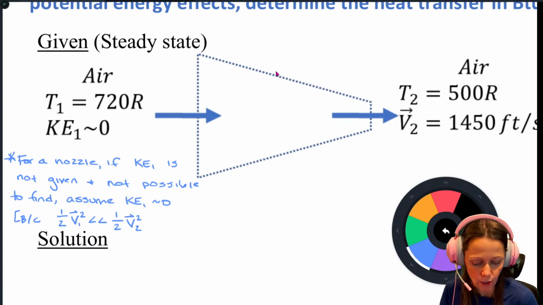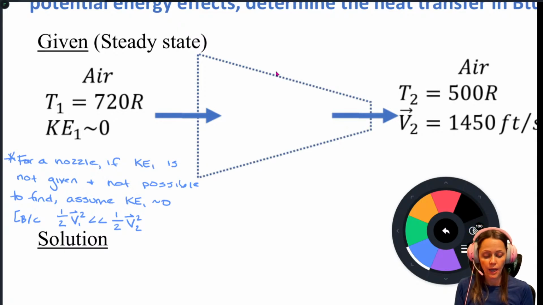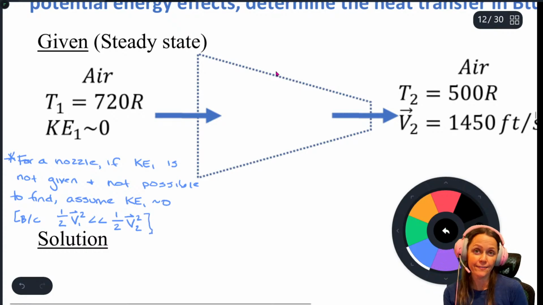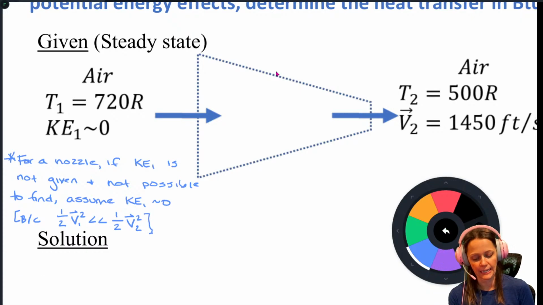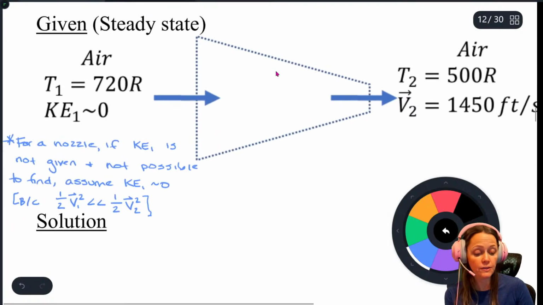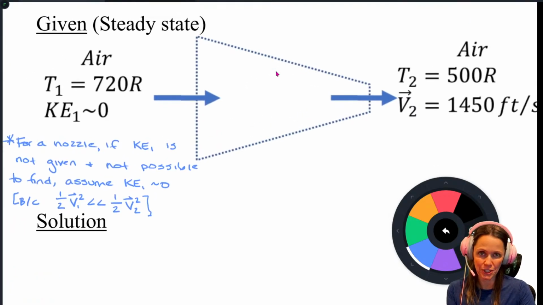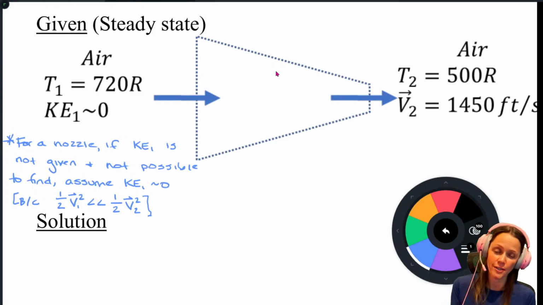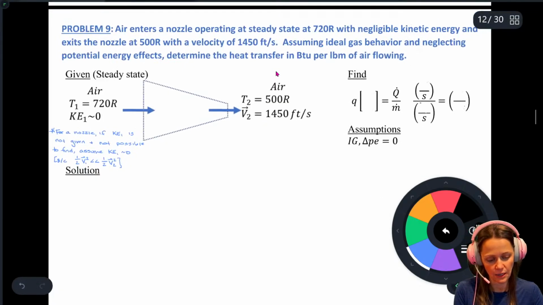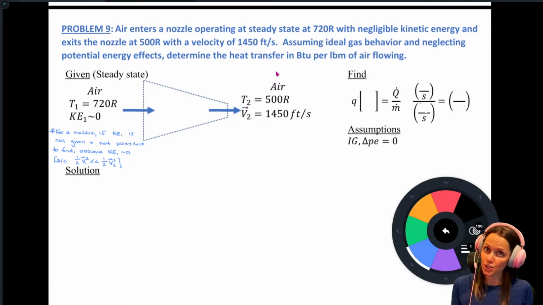I would encourage you to prove that to yourself, even when you have a way to find the kinetic energy at the inlet. Calculate things by just using 0 instead. It's not going to change things that much. Now, if you're given some information about the kinetic energy or the velocity at 1, go ahead and use it. But if you don't have the information, this is an option of how to proceed. All right.